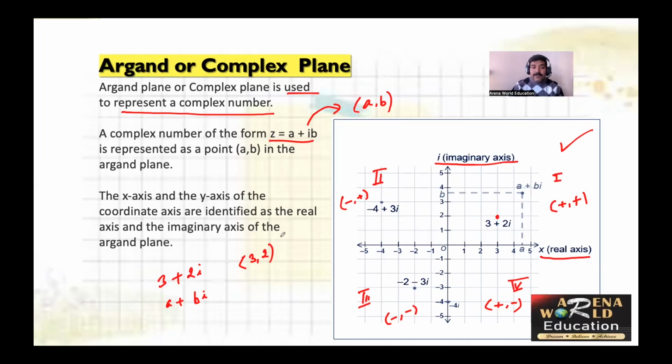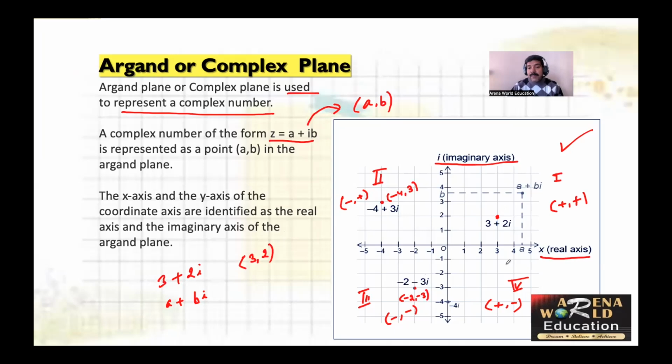Similarly, if we are having minus 4 plus 3 iota, look at this one. This is minus 4 comma 3. Similarly, minus 2 minus 3 iota. This will be minus 2 comma minus 3.